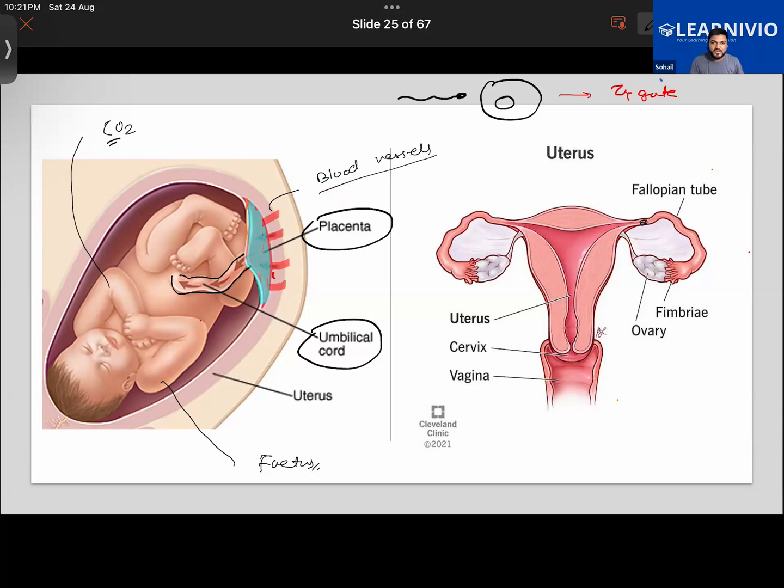So basically, the function of the placenta is to provide nourishment from the mother's blood to the embryo via the umbilical cord. What is the function of the placenta? To provide nourishment to the child from the mother's blood via the umbilical cord. So I hope that much is clear to everyone. If there's any confusion in this, please do let me know.